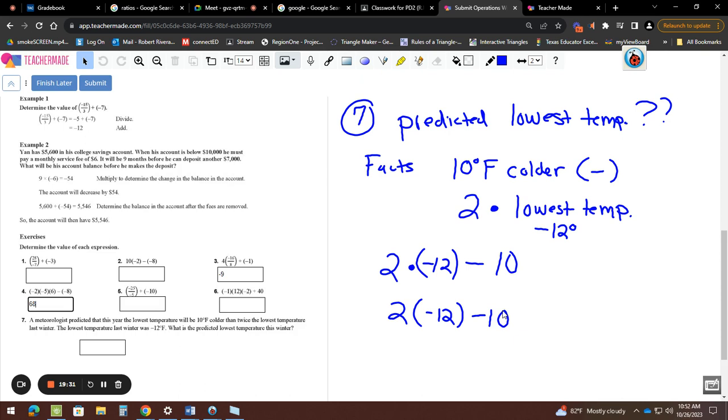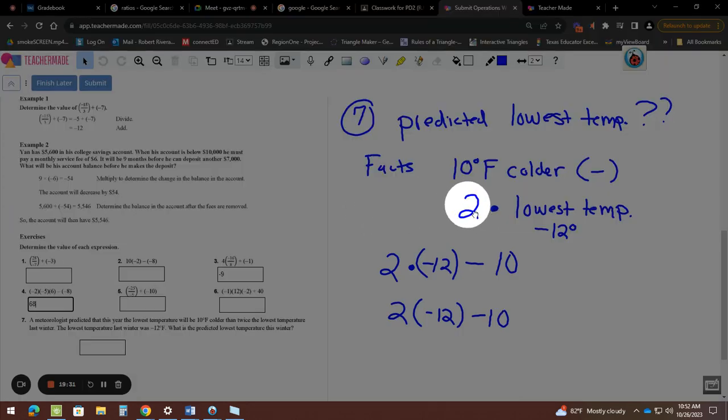On this one I put a dot, and this one I put parentheses. Don't answer. I don't care who it is. Questions? All I did is from my facts, I was able to create this. Look, 2 times lowest temperature. So 2, let me flash so you can see. So twice means 2 times. Lowest temperature happens to be negative 12. So that's all I did there. 2 times negative 12, or 2 parentheses negative 12 is times. And then since it says colder than, that would be minus 10.